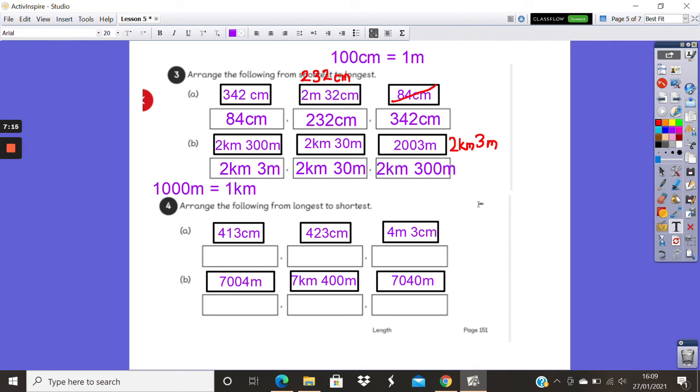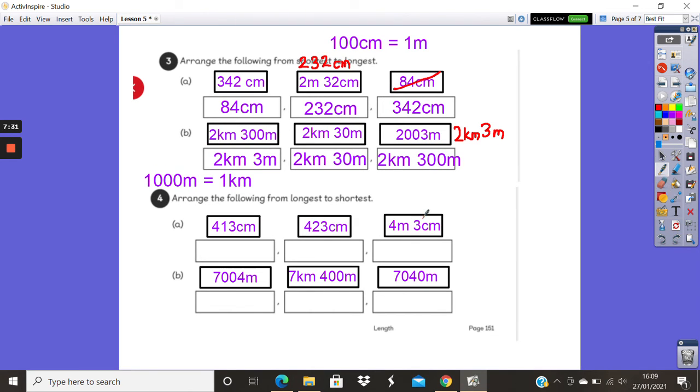Okay, and then you'll have another question where it says arrange the following from longest to shortest. So now you're doing from the longest distance to the shortest distance. Okay, so you've got, again, 2 of these measurements are in centimetres, 1's in metres. So an easier way would be to convert all of these into one of those. So we can start with centimetres because 2 are already done for us. So that would become 403 centimetres.